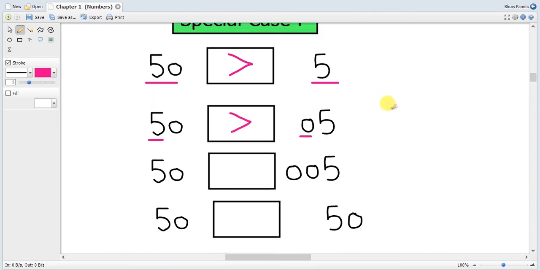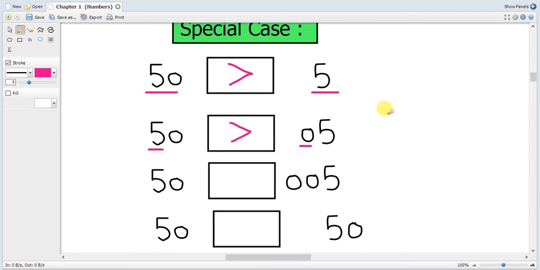One more thing I would like to share with you guys: whenever there is a 0 before a non-zero digit, its worth is nothing. So we conclude that 0, 5 is basically equal to 5. If I write 0, 0, 5, this is also equal to 5. If I write 0, 0, 0, 5, this is also equal to 5. So there is no worth in these zeros if they are before the non-zero digit.